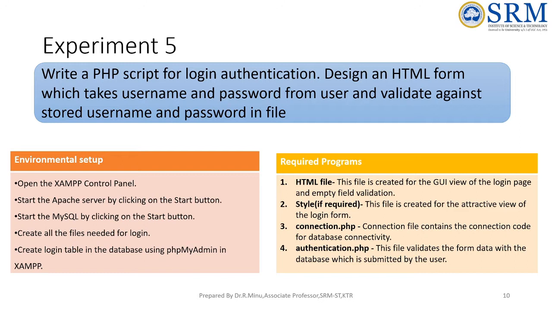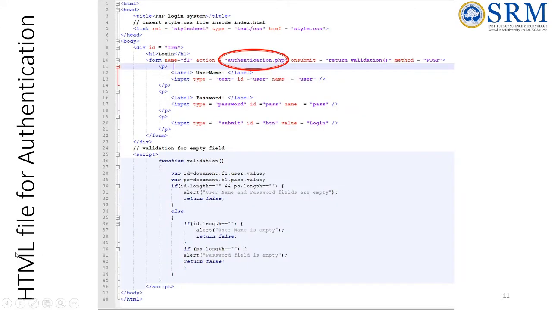Next, to authenticate, the username and password will be given by the user or the client, and we need to check with the database. For checking and validating, we are going to use the authentication.php program. So there are 4 programs you have to code here. First we will see the HTML file, how it has been written. So this is the HTML file.